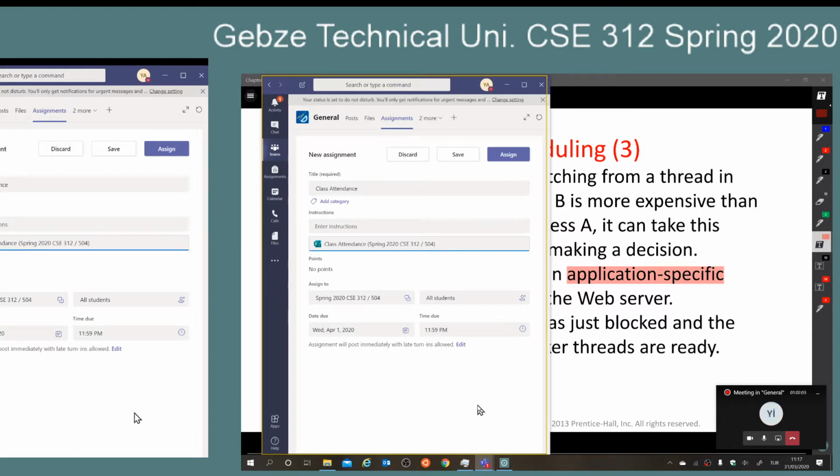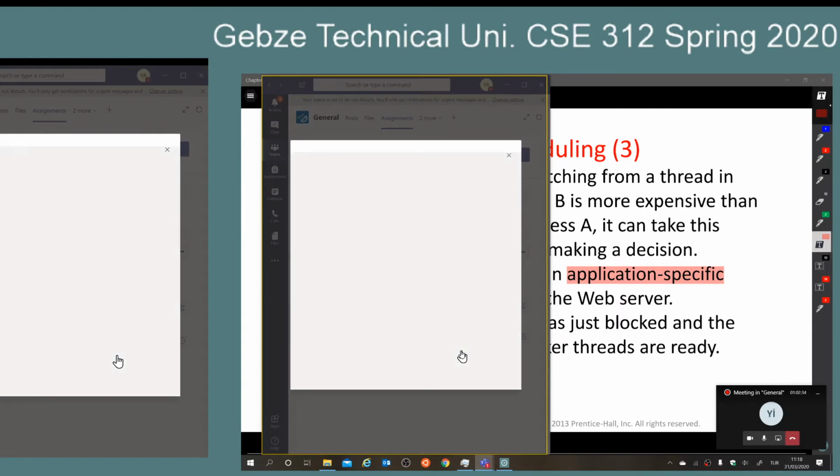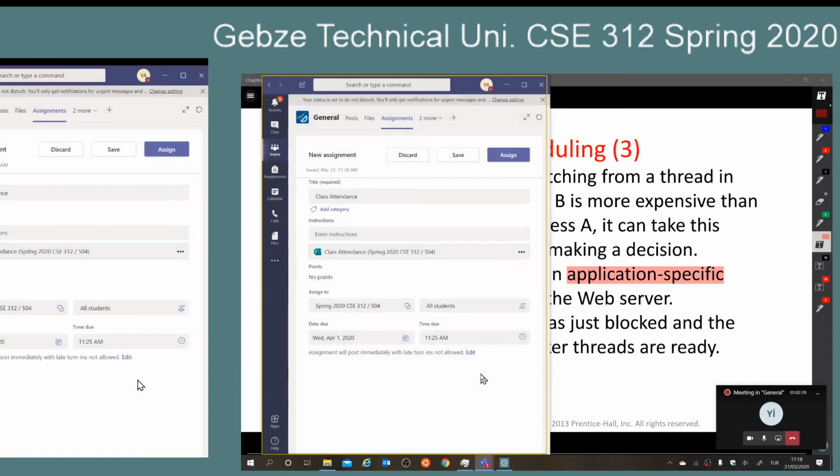This form is not currently accepting responses. Well, I mean, you had only 1 minute. You missed your chance. So you got a 0. So let me make this assignment 11, and this is going to be 11:25 AM, and the close date is this too. Done.